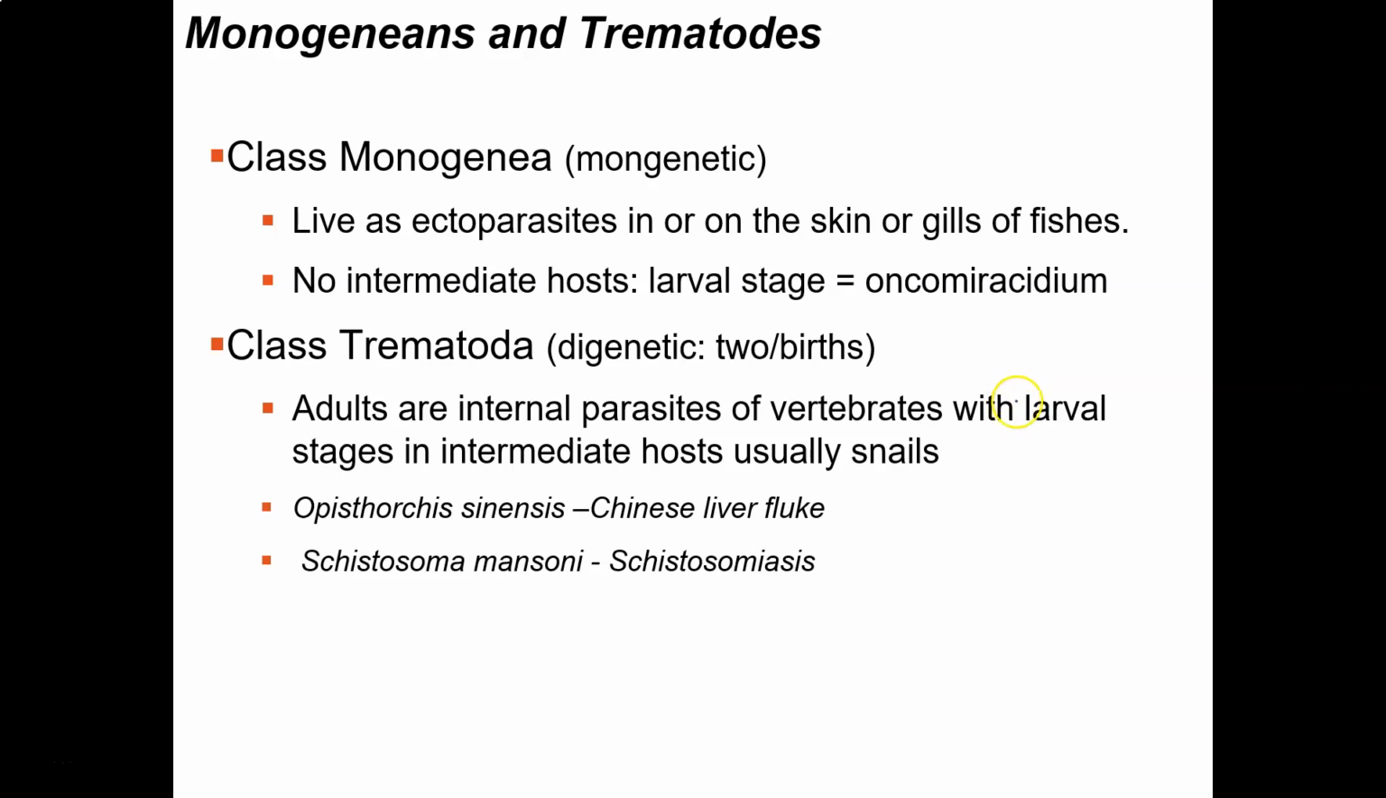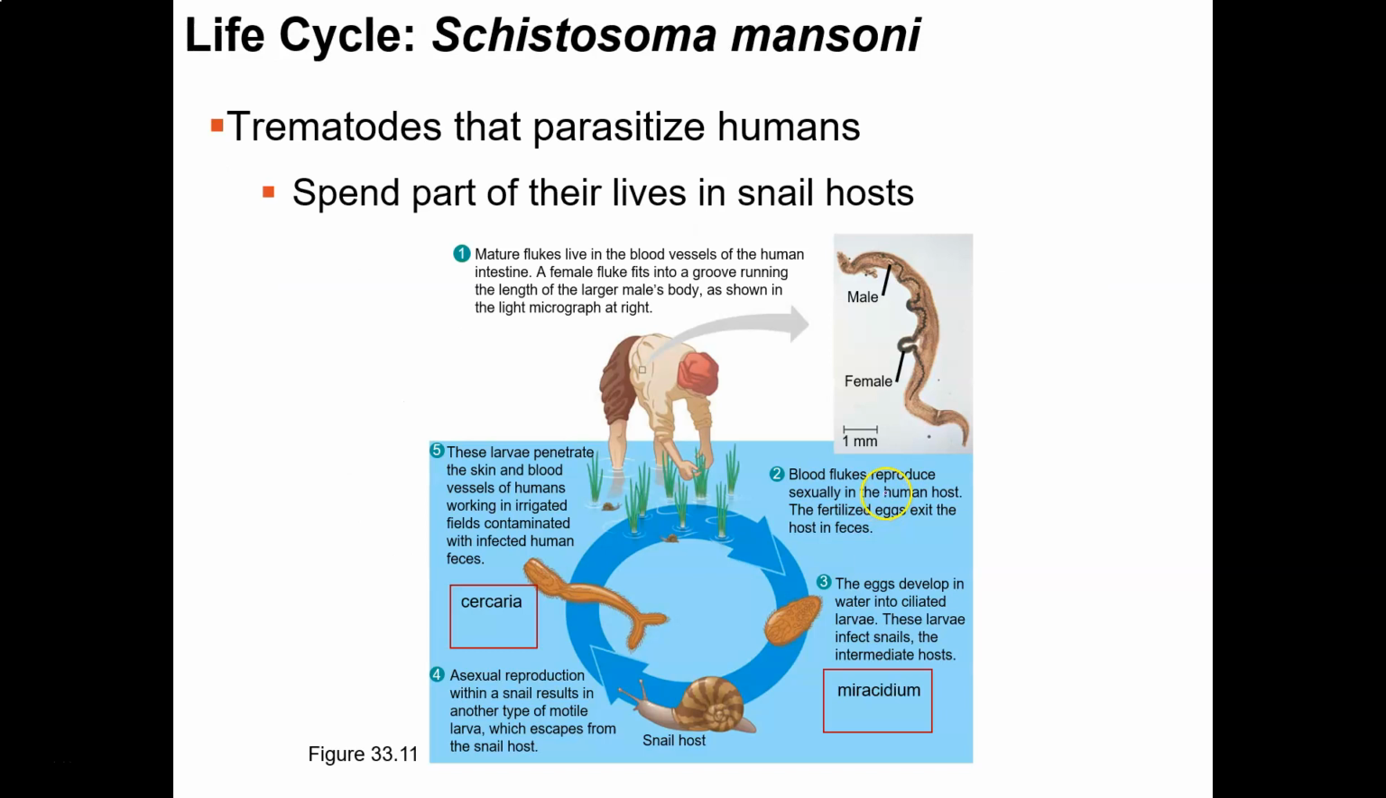Or it has a digenetic trematode, which are now called Trematoda. That means they do have an intermediate host, or two stages. Two common examples are the Chinese liver fluke, Opisthorchis sinensis, and a very common one, Schistosoma mansoni, which causes the disease schistosomiasis and has snails in its life cycle.